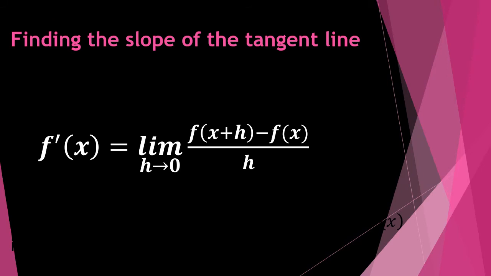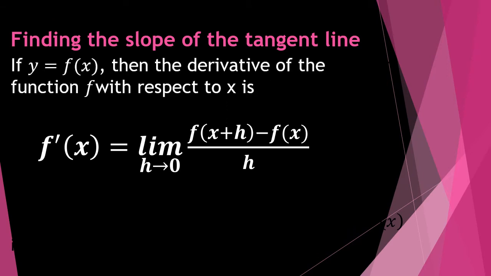We are going to use the first derivative, which says if y equals f of x, then the derivative of the function f with respect to x is f prime of x, which equals the limit as h approaches 0 of f(x + h) minus f(x) all over h. We've actually practiced this difference quotient earlier. What we're adding to it is this limit part. This is the first derivative, but we're going to use algebra to find it and not calculus.